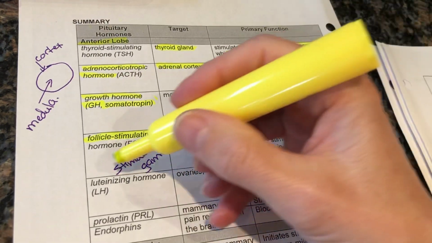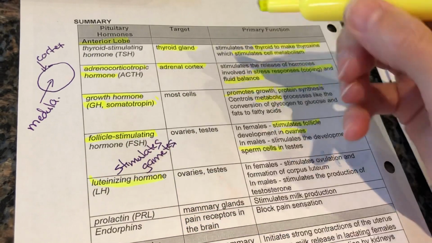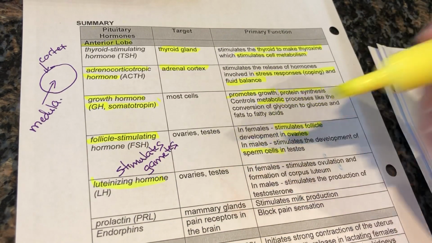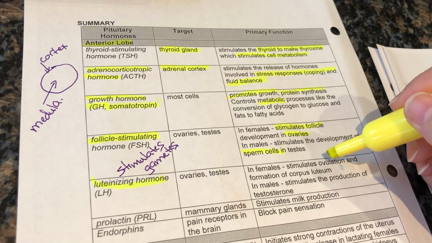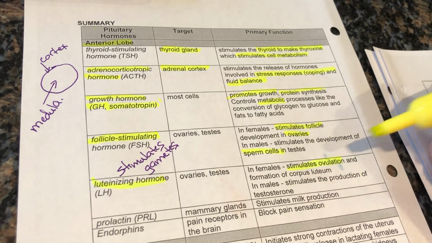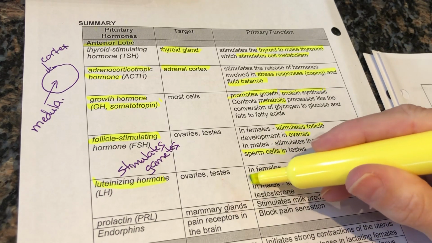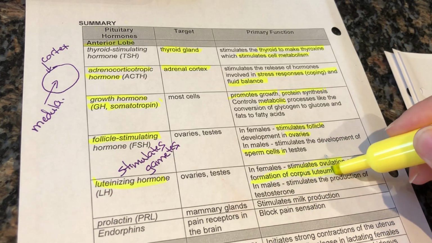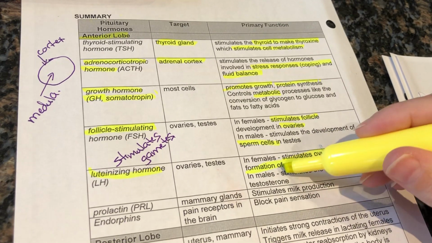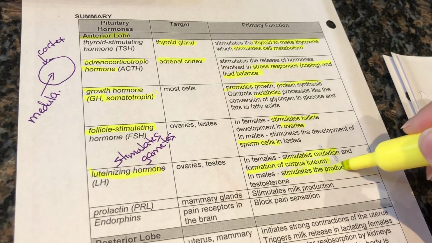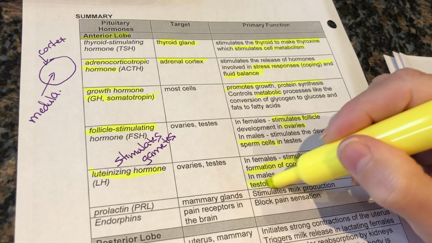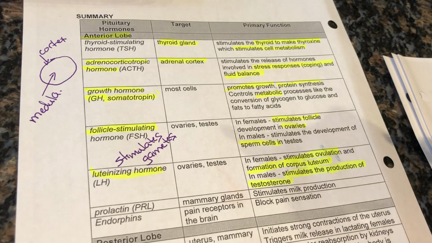Luteinizing hormone, another sex hormone. So LH, what is the target? It's the ovaries and the testes. So in females, it stimulates ovulation. What is ovulation? It's the release of that mature egg. And it forms the corpus luteum. I'm going to talk to you about that in a couple minutes. In males, it stimulates the production of testosterone. Okay, so luteinizing hormone stimulates the production of testosterone.